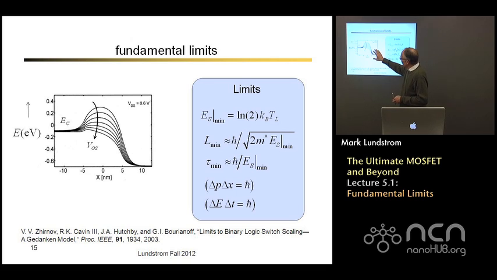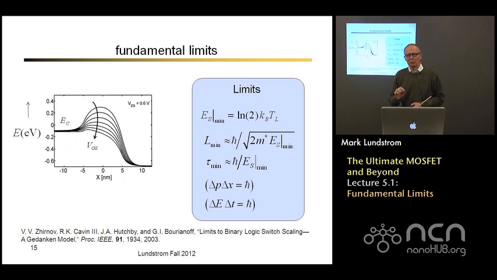fundamental. We've done them specifically for this barrier-controlled cartoon model of the MOSFET. We determined that the minimum switching energy is kT log 2, and that's a very fundamental quantity that we can get from many different arguments. We have an expression for the minimum channel length in terms of that minimum switching energy. We have an expression for the minimum delay time in terms of that minimum energy.